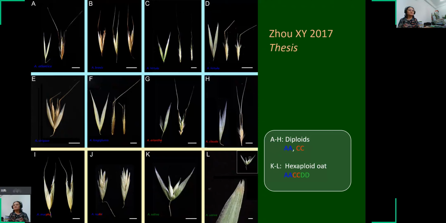Figure A to F show A genome diploid species, for example, Avena longiglumis, with a solitary long spikelet on a panicle, and glumes that are tough and equal in length. G to H show C genome diploid species, like figure G showing Avena eriantha, characterized by unequal length of glumes.